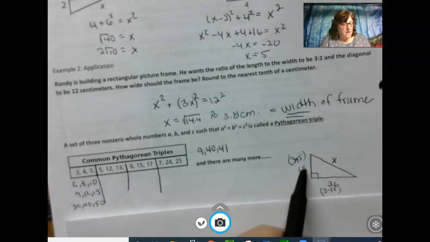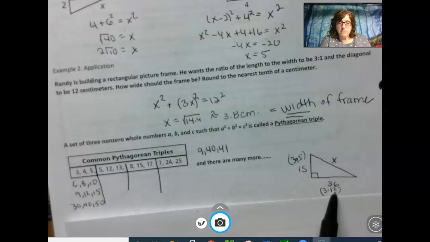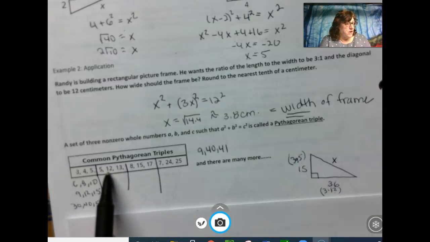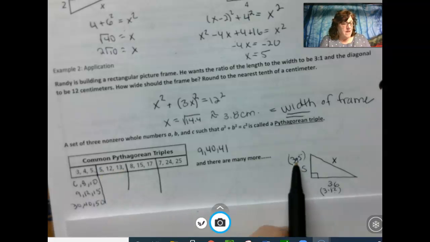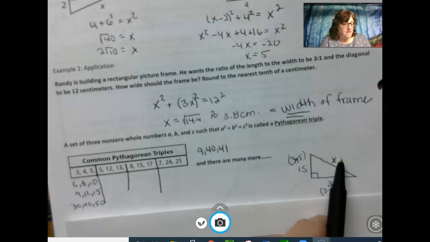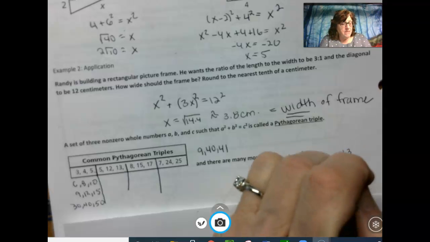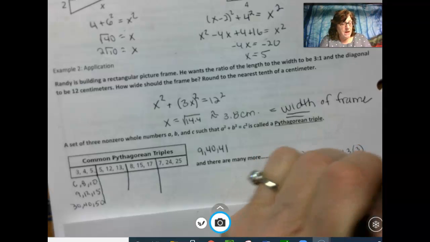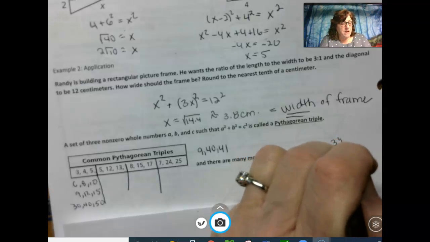Well, if you notice, 5 and 12 are part of the common Pythagorean triples of 5, 12, 13. So if this side is multiplied by 3, this side is multiplied by 3, then this side is going to be, again, 5, 12, 13, and then I multiply it by 3, and I'm going to get my answer of 39.